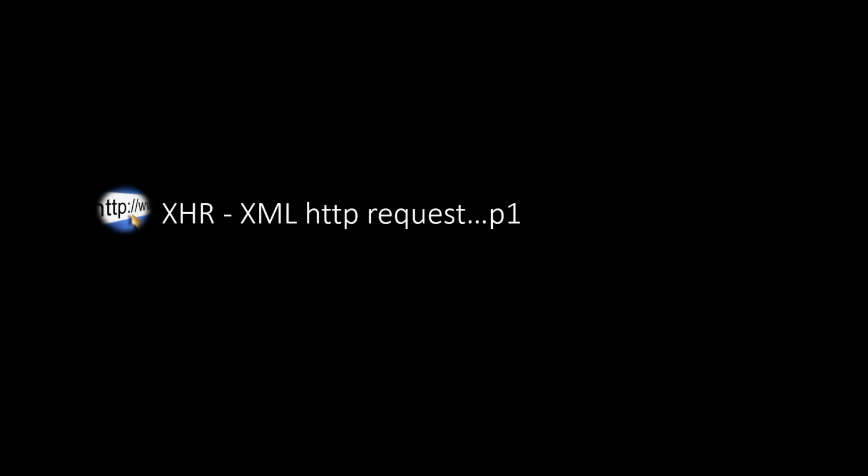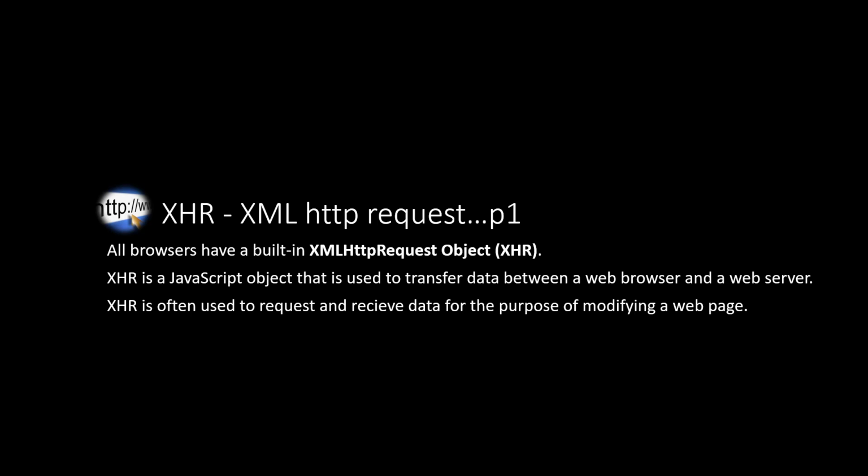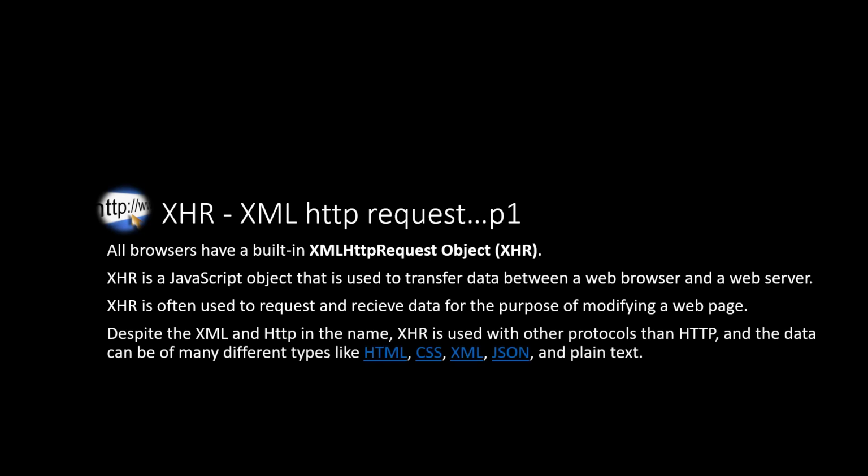XHR, XML HTTP request. All browsers have a built-in XML HTTP request object, or XHR. XHR is a JavaScript object that's used to transfer data between a web browser and a web server. XHR is often used to request and receive data for the purpose of modifying a web page. Despite the XML and HTTP in the name, XHR is used with other protocols than HTTP, and the data can be of many different types, like HTML, CSS, XML, JSON, and plaintext.